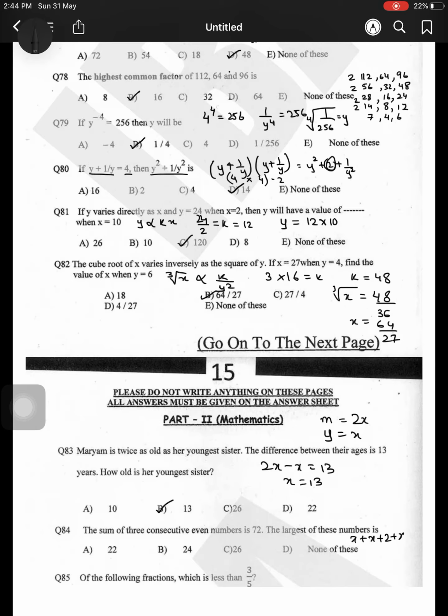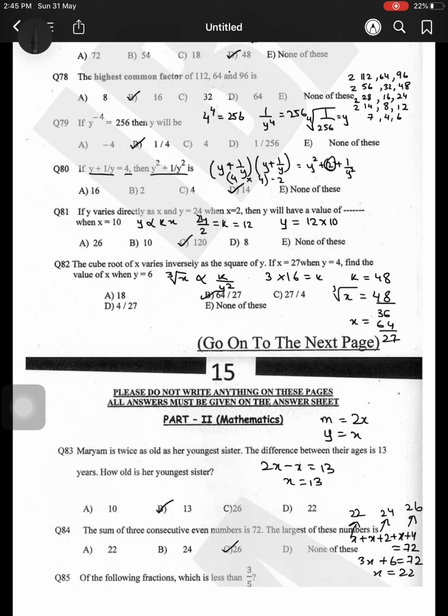In this next question, he says that the sum of 3 consecutive even numbers is 72. So x plus 2 plus x plus 4 is equal to 72, which gives us 3x plus 6 is equal to 72. x is equal to 22. He's talking about the highest number. So if this is the first even number, 22, this is going to be 24, and then this is going to be 26. So C is going to be the answer.